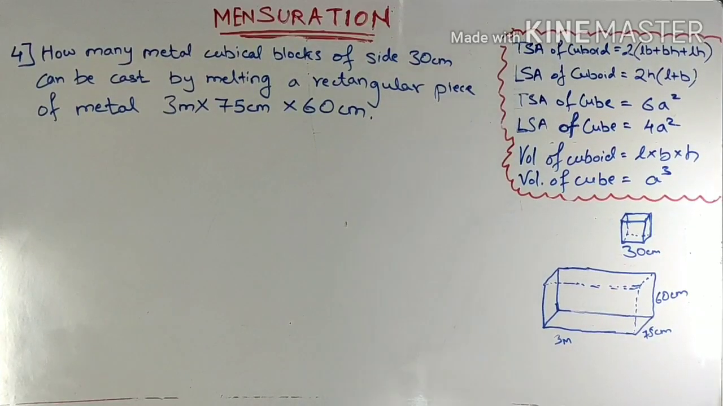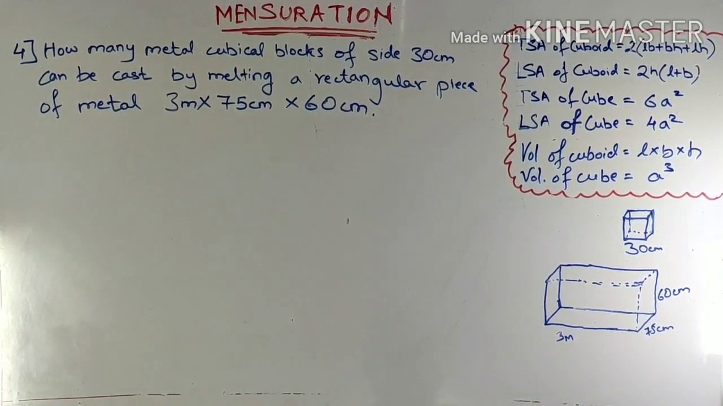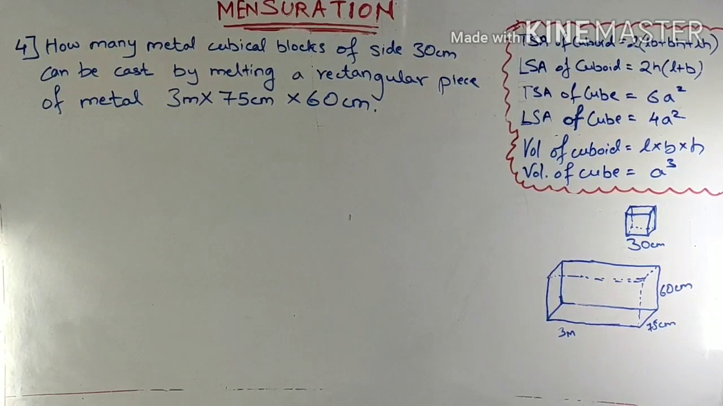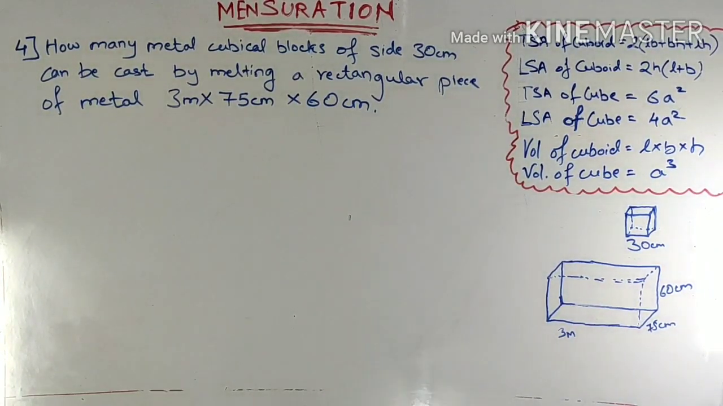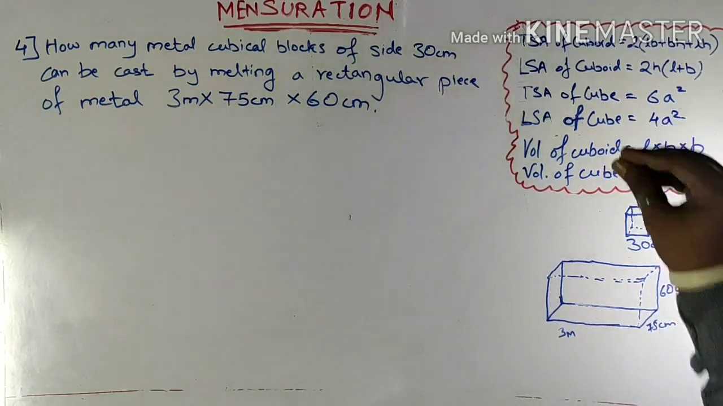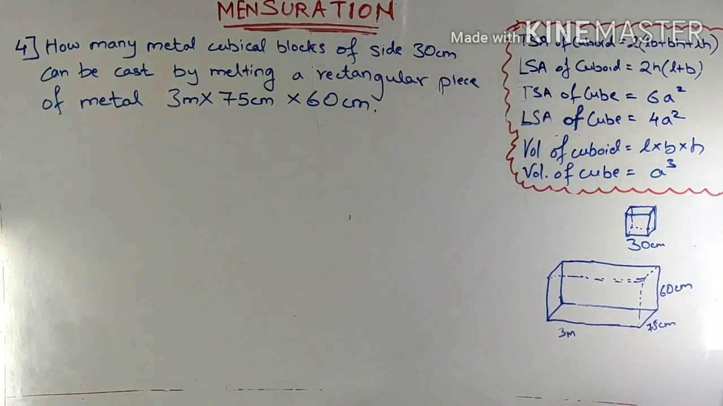Moving on to my fourth question. How many metal cubical blocks of side 30 cm can be cast by melting a rectangular piece of metal having dimensions 3 meters into 75 centimeters into 60 centimeters? So the question says that I have a rectangular piece of metal which is nothing but a cuboid. I melt it and cast it into small cubical blocks of side 30 centimeters. How many such cubical blocks can be made from this rectangular piece?